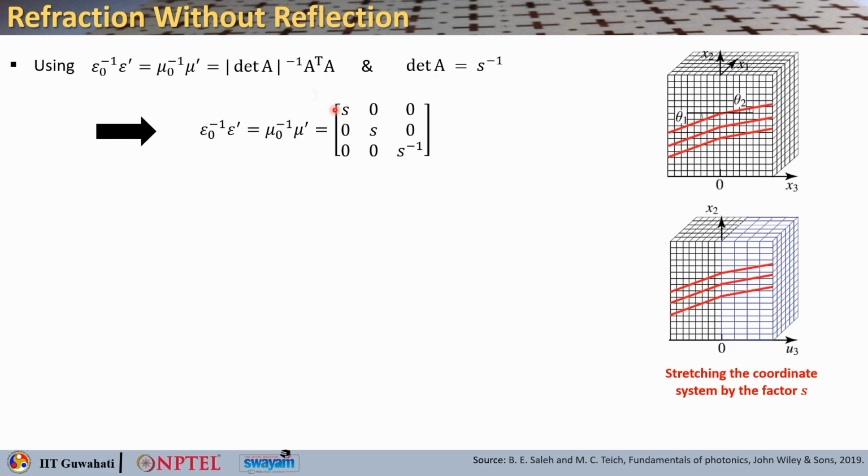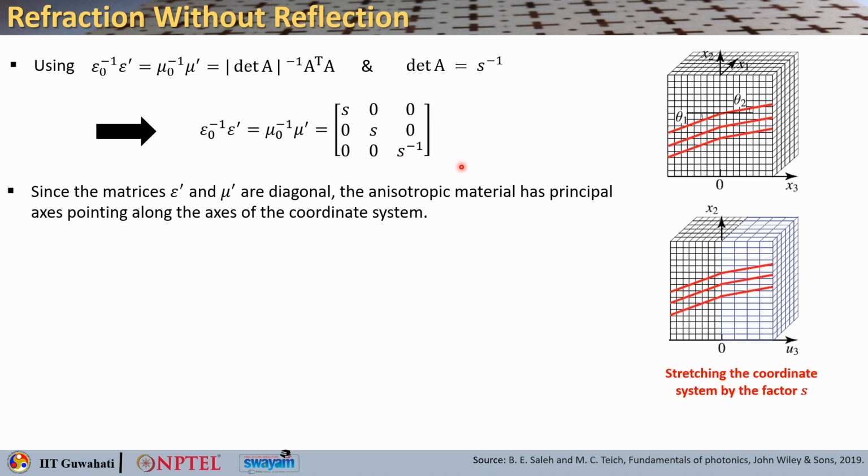Okay. So, this will simply boil down to this equation. You have epsilon naught inverse epsilon prime, which is equal to mu naught inverse mu prime. You could simply have called this mu prime by mu naught, that is also fine. That will be a 3 by 3 matrix, again a diagonal one: S, 0, 0; 0, S, 0; and 0, 0, 1 by S or S inverse.